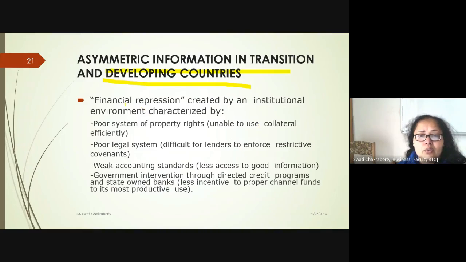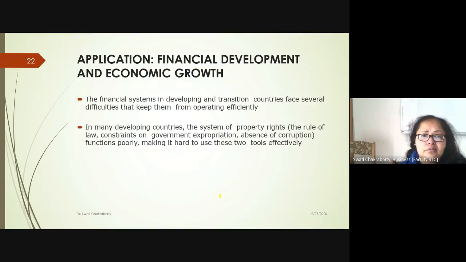So, asymmetric information in transition and developing countries. What happens there? So, financial repression is where we have financial downward pressure. It's created by an institutional environment characterized by a poor system of property rights, where you are unable to use your collateral efficiently, right? You want to use your collateral to get loans, it's very difficult to get. Where you have a poor legal system, it becomes difficult for lenders to enforce restrictive covenants, weak accounting standards, where you have less access to good information, and government intervention through direct credit programs and state-owned banks, right? Where there is less incentive to properly channel funds to their most productive uses.